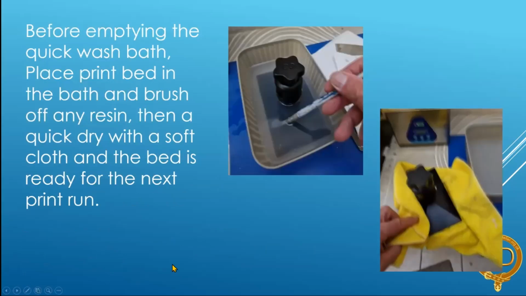Now once those have been done, before I pour this IPA back in the bottle, I put the bed in, and with an old paintbrush I just paint around it very quickly to get any surplus resin off. I wipe it with a cloth, and I put it back in the cupboard ready to go back on the printer. It's a 30-second job.